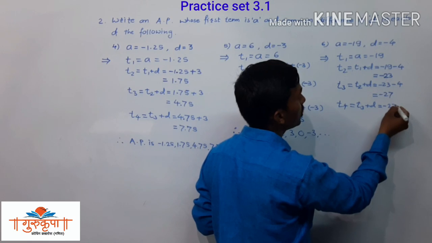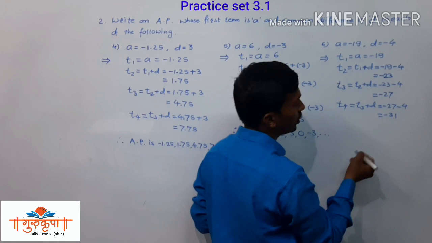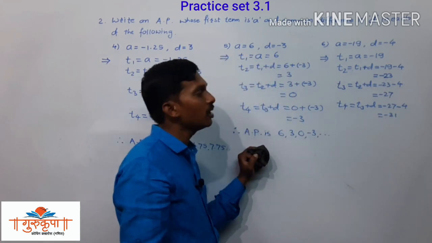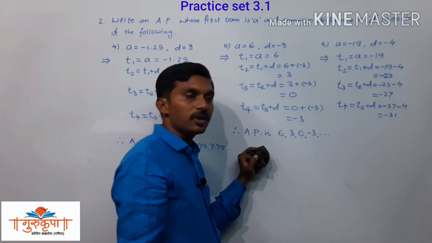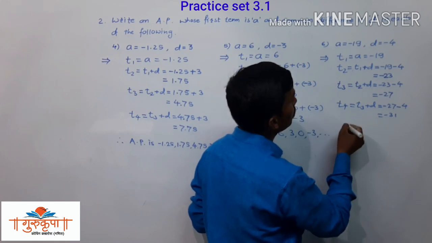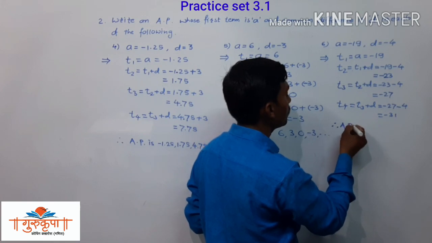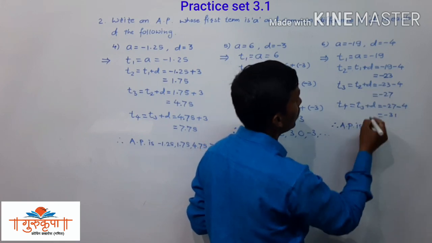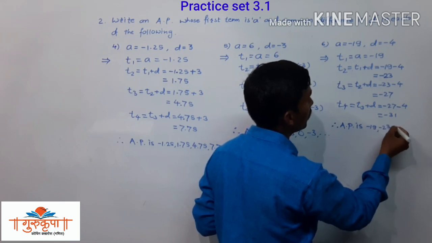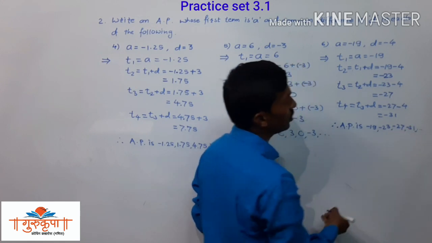T3 is minus 27, D is minus 4, and this is minus 31. Since both the numbers are negative, same sign, we have to take addition, that is 27 plus 4 is 31, and since both numbers are negative, the answer is negative. So we have all the four terms here. Therefore, AP is minus 19, minus 23, minus 27, minus 31, and so on.